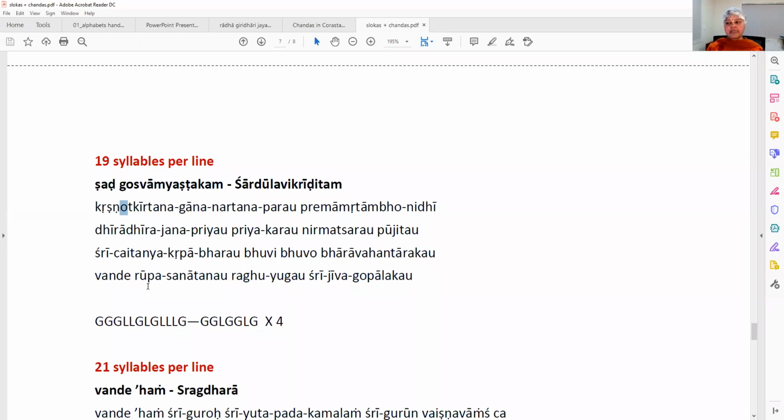Vande Rupa Sanatanau Raghuyugau Shri Jiva Gopalakau.